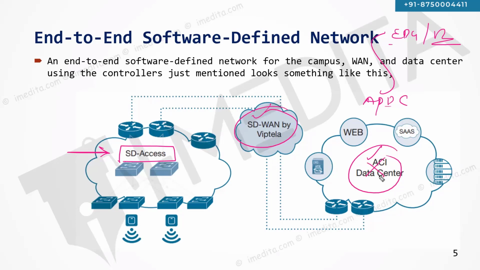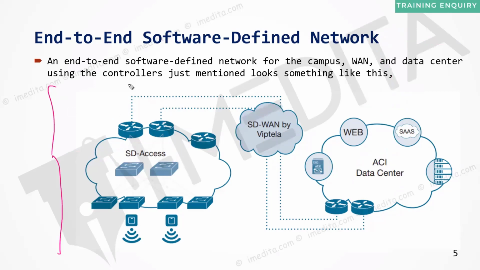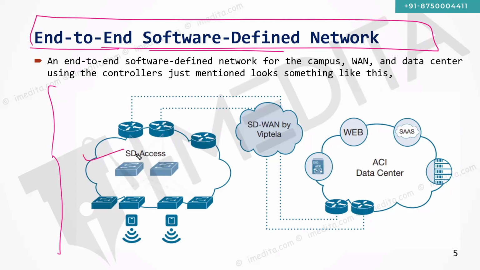So SDA is the software-defined approach to manage the campus LAN. SD-WAN is the software-defined approach to manage the WAN edge devices. And ACI APIC is the software-defined approach to manage the data center infrastructure. Altogether, if you go for all these three solutions, you will get an end-to-end SDN solution for your campus, for your data center, and for your WAN.